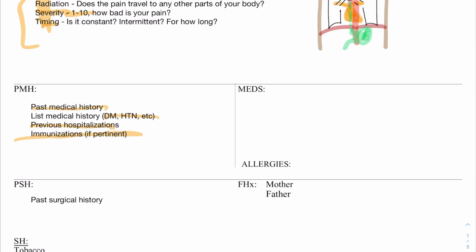And same thing, if a kid is coming in with a weird rash and I'm thinking, can this be measles? That'll help dictate, the immunizations will help dictate how worried I am about something like measles. And then in the past medical history, we can also ask gyne questions.